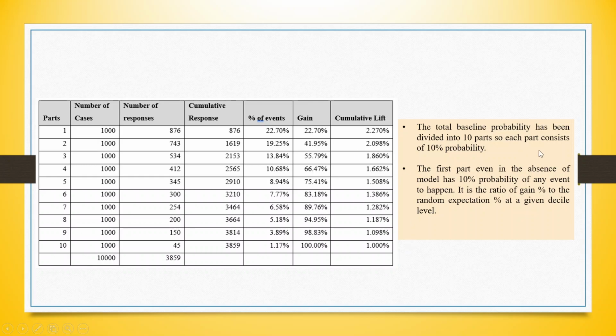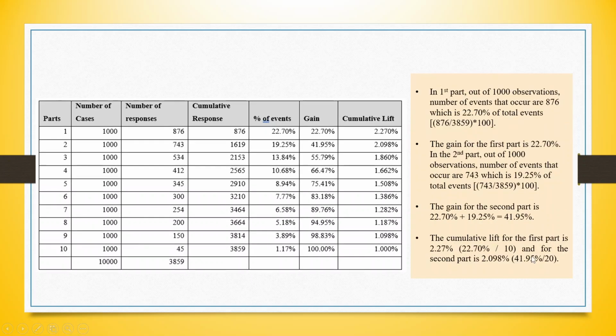The total baseline probability has been divided into 10 parts. So each part consists of 10% probability. The first part, even in the absence of the model, has a 10% probability of any event to happen. That's already explained to you. It is a ratio of gain percentage to the random expectation percentage at a given decile level.